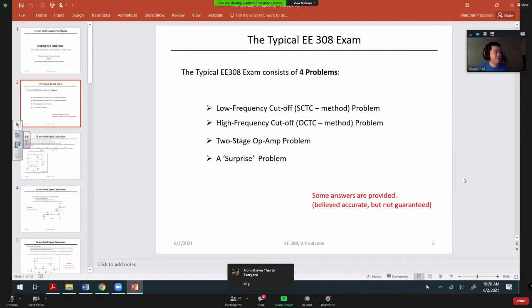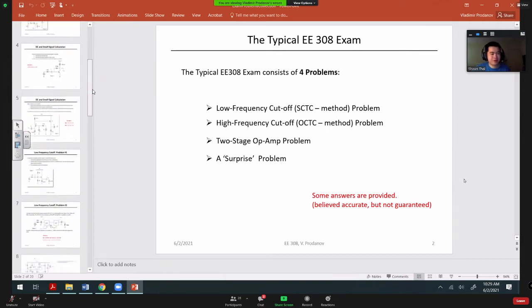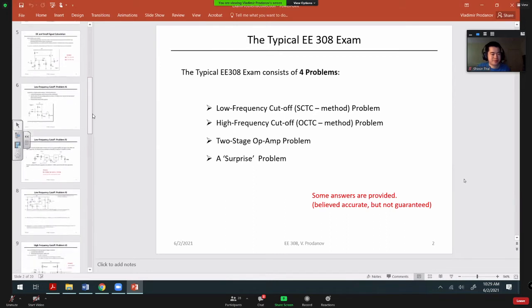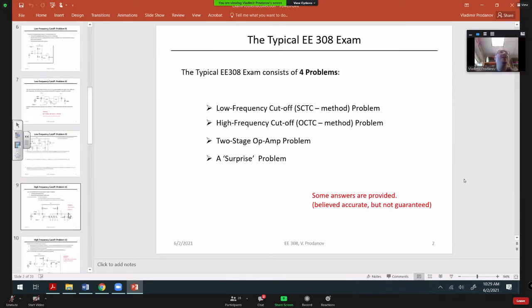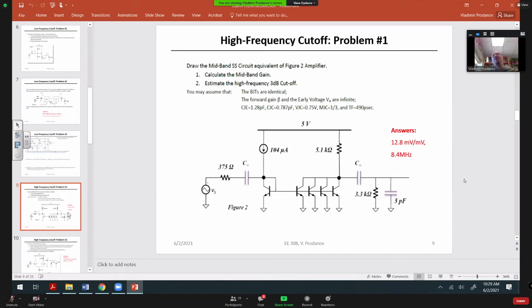Do you think you could go over the first high frequency cutoff problem? First high frequency. Oh, all right. This one is a good one. Because of this, I assume that you have never seen this ganging of transistors.